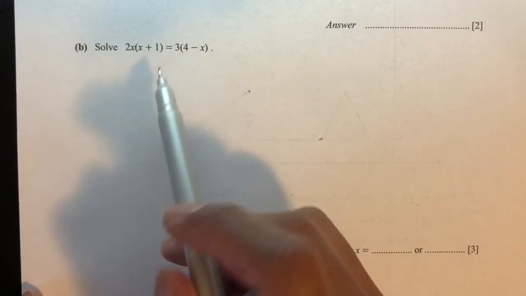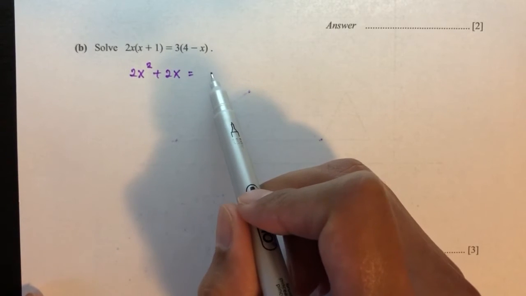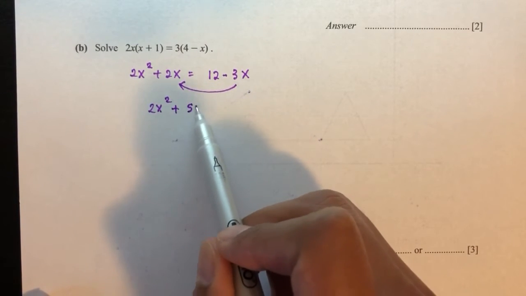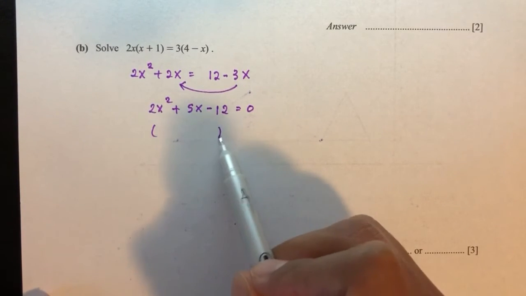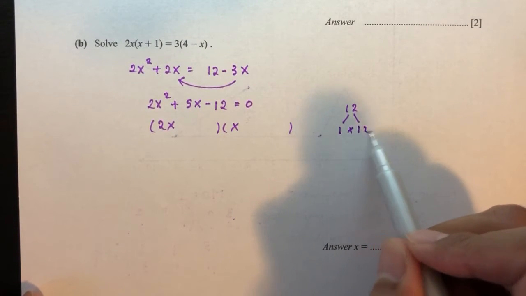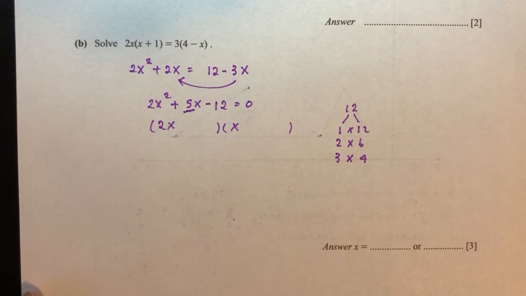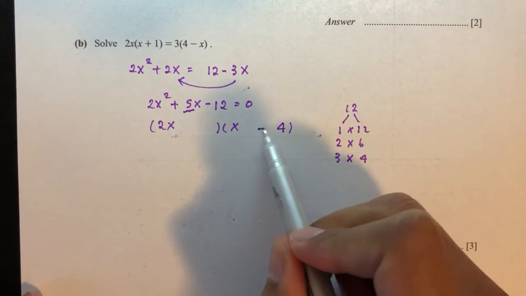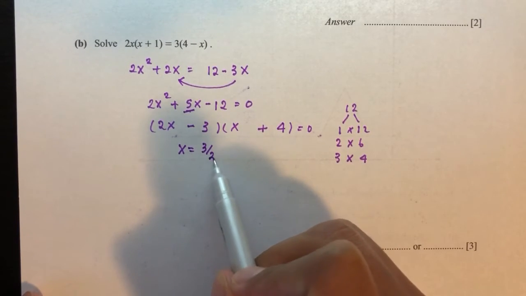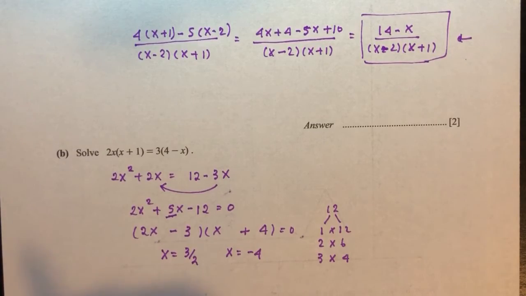Now part B, solve this equation. So the first thing to do is to expand the brackets. So we have 2x squared plus 2x equal to 12 minus 3x. So we send this over here, we have 2x squared plus 5x minus 12 equal to 0. So factorize 2x times x. 12 has factors 1 times 12, 2 times 6, or 3 times 4. So for you to get plus 5, what can you use? You can use this one. So 2 times 4 is 8, minus 3, that will be 5. So equate, x will be 3 over 2, x will be minus 4. So two answers: x can be minus 4 or can be 3 over 2. That will be part B.